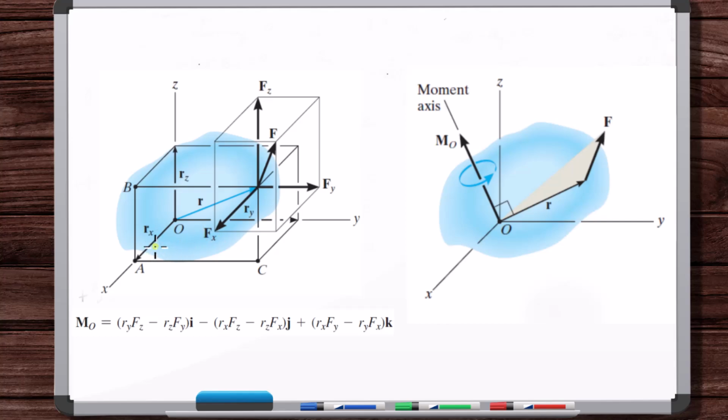Okay, so what you get is a moment vector about the x-axis, a moment vector about the y-axis, and a moment vector about the z-axis. All the tails are at the origin. You do a vector sum on those, that's what this is, and you get the resultant moment vector.